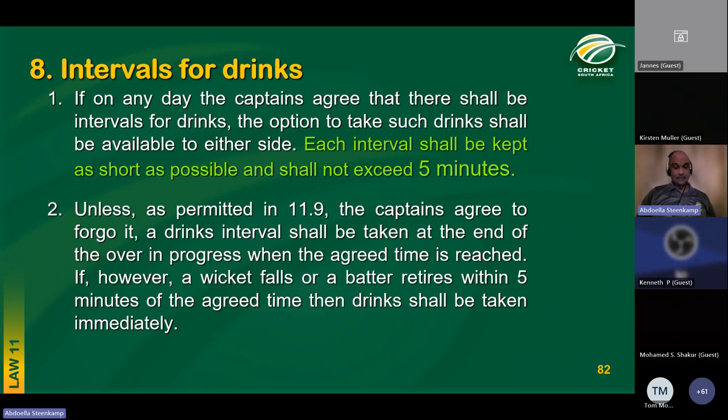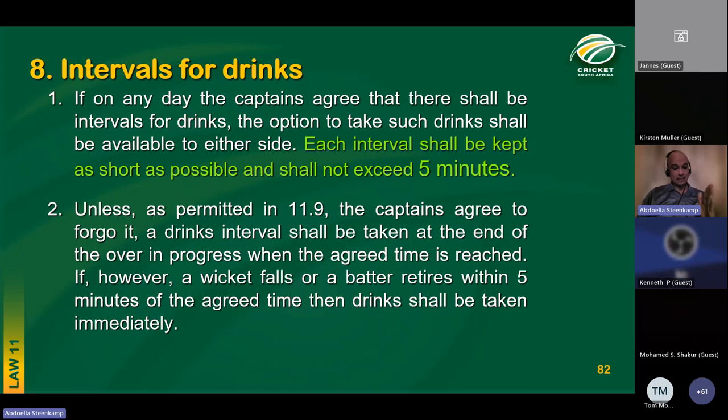Also, the Law tells us, and again, this is a time-saving thing to maximize play, that if a wicket falls or a batter retires within 5 minutes of the agreed time for drinks, the drinks interval is to be taken immediately. Let me give an example to illustrate this. In our Test match, they have 2-hour sessions, so on day one, our Test match starts at 10 o'clock. Lunchtime is at 12 o'clock. So in the middle of the session, there will be a drinks break of 4 minutes. At 11 o'clock, there will be a drinks break from 11 o'clock till 11:04.